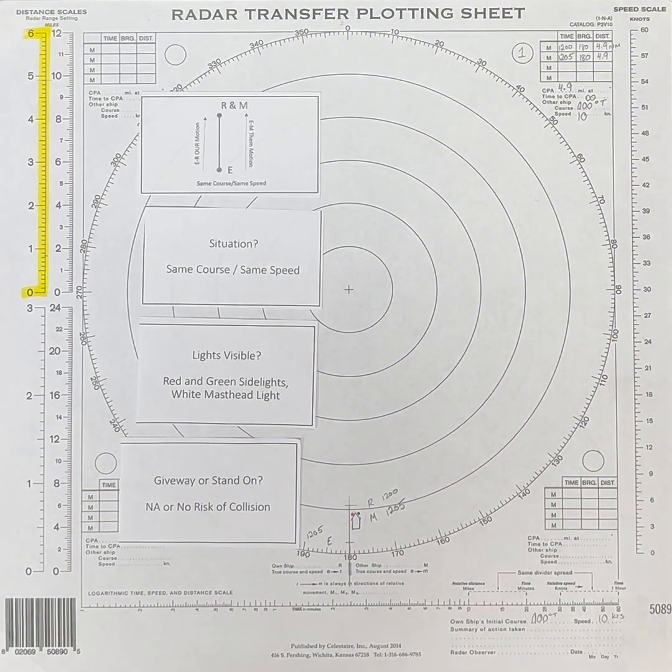There is no risk of collision. There is no crossing, head-on, or overtaking situation. So you put NA or no risk of collision.